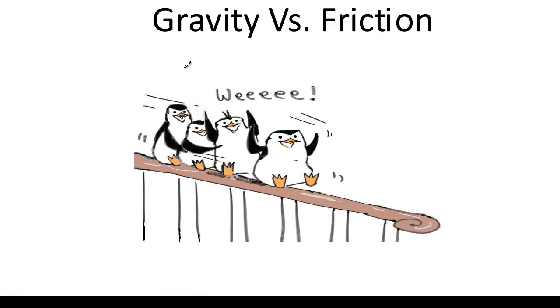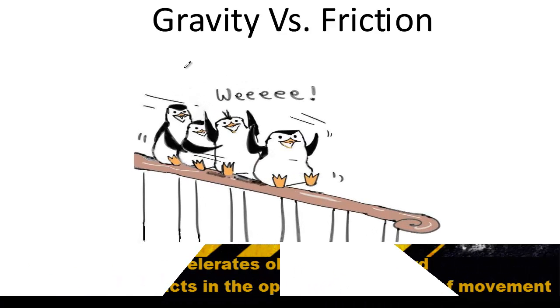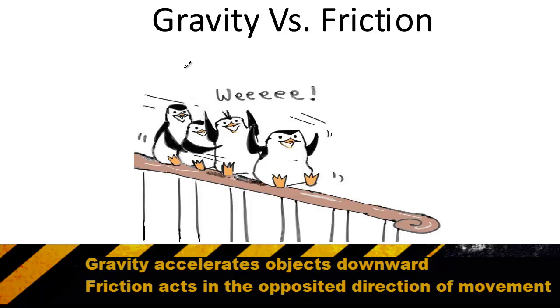When you have an object sliding down an inclined plane, there are going to be a couple of forces at work. The first force is going to be gravity. The equation we use for gravity is mg. That's the mass of the object times the acceleration we get from gravity, which is always 10.